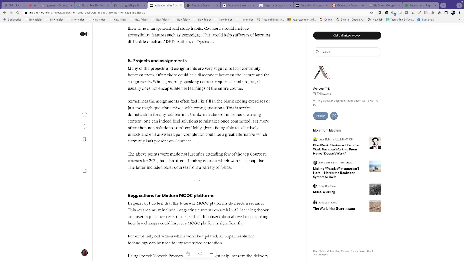And so, as Ankit says here, the assignments often feel like fill in the blank coding exercises, or just too tough questions mixed with wrong questions, or I guess wrong answers, whatever. Of course, I could ask a really hard to answer question. In fact, that happens a lot in multiple choice exams where you ask a very vague question and people have 4 options and they pick an option they think is right, but it's not right. But it's probably a valid answer because the question was too vague for the learner. That's a thing that you run into in education, and it's severe demotivation if you don't do it correctly.